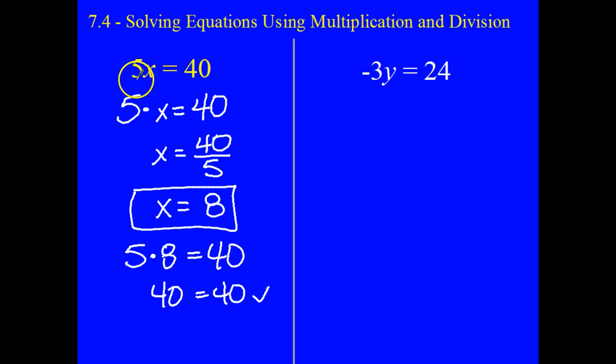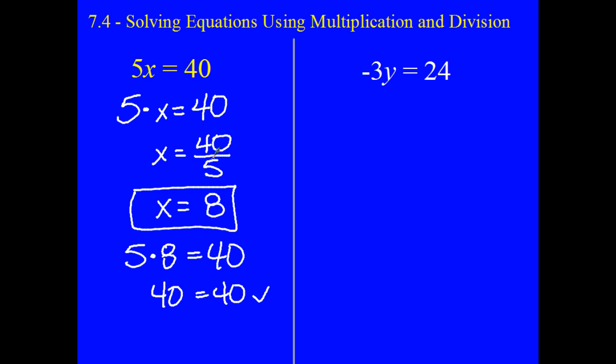This side and this side are saying the same thing, and I want to know what number makes it true. Now another way you could do this is you could think of this as money. If you have $40 and there were 5 people sharing it, how much did each person get? Or let's say you have 5 tickets. The 5 tickets all cost $40, so you divide it by the number of tickets. Each ticket was $8. That's another way of doing it.